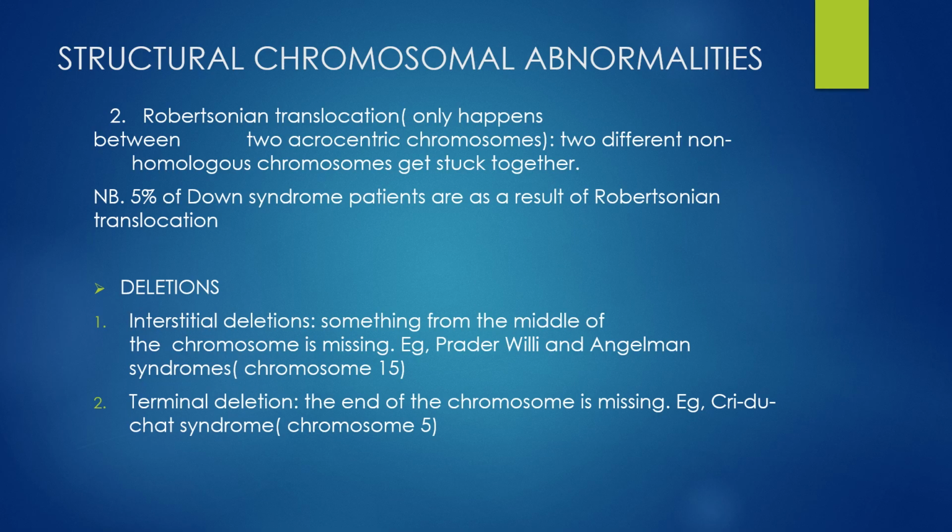Our next type of structural chromosomal abnormality is a deletion. We have different types of deletions. The first type is an interstitial deletion. What happens here is that something from the middle of the chromosome is missing or taken out. An example is Prader-Willi and Angelman syndromes that occur in chromosome 15. Next, we have terminal deletion. What happens is the end of the chromosome is missing or taken away. An example is Cri-du-chat syndrome that occurs in chromosome 5.